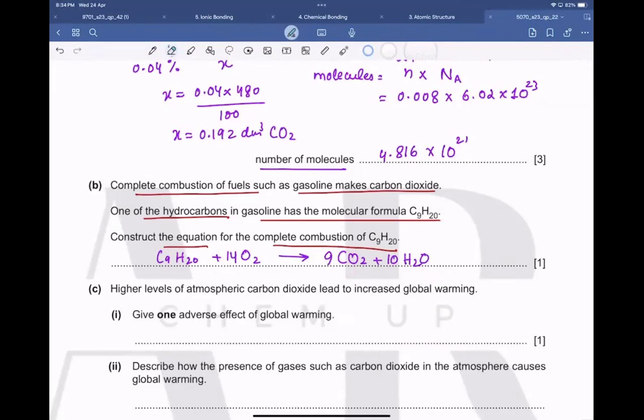Yes, Kamar, it's a combustion equation. In combustion, when a hydrocarbon reacts with oxygen, it will form carbon dioxide and water if it's complete. And if it's an incomplete combustion, we will get carbon monoxide and water.